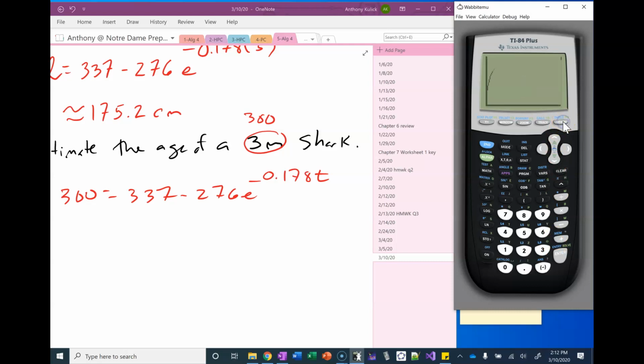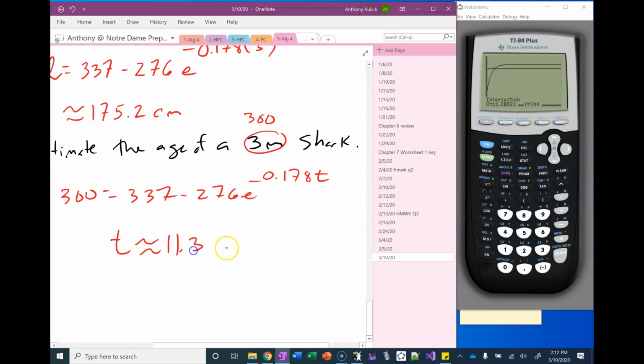So let's hit graph and then we can find the intersection. This is my curve for the length of the shark. There's my line for 300. I can see the intersection happens right there. So if I go second trace, select the intersect command, first curve, second curve, just a couple of enters there, and then scroll over for my guess, I get 11.3. So that shark would be about 11.3 years old.